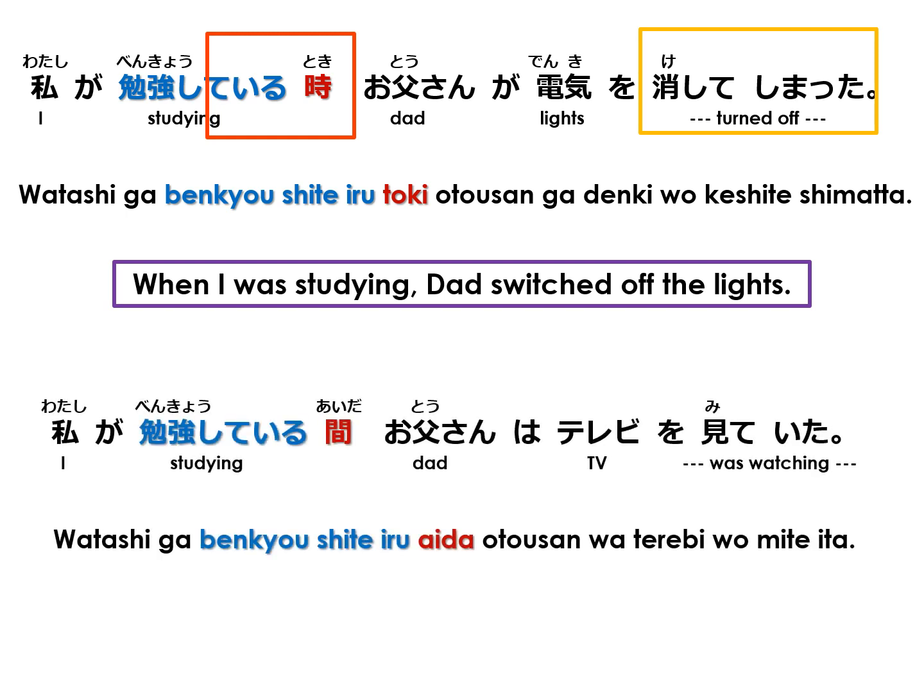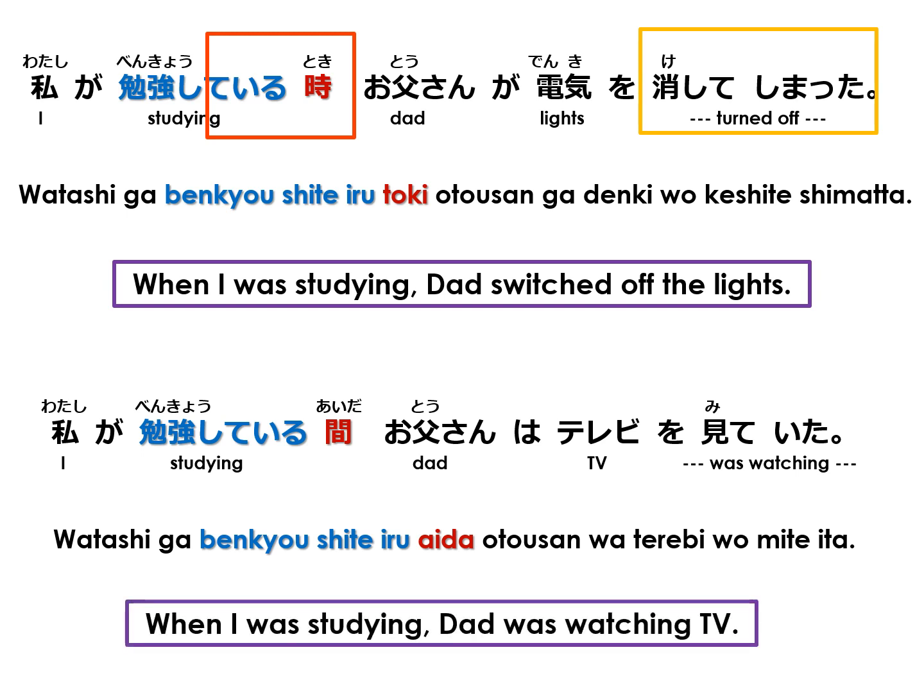Now this sentence, 私が勉強している間、お父さんはテレビを見ていた. In English, when I was studying, Dad was watching TV. Our main verb is was watching or 見ていた, which happens over a period of time, overlapping the time when I was studying. That's why we use te-iru, aida.